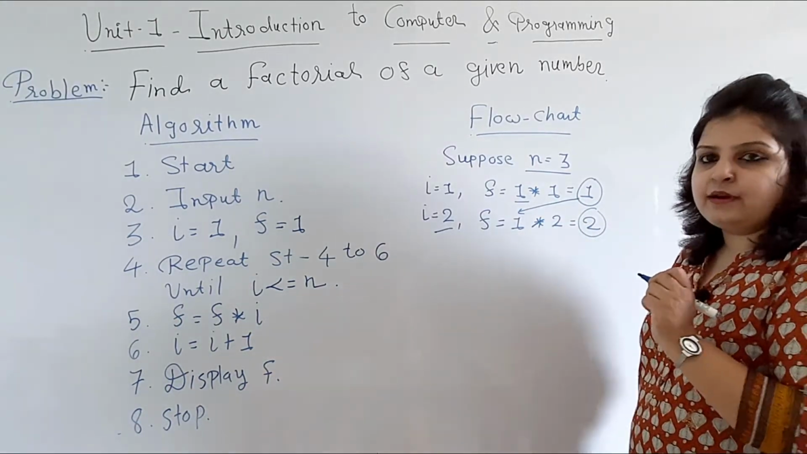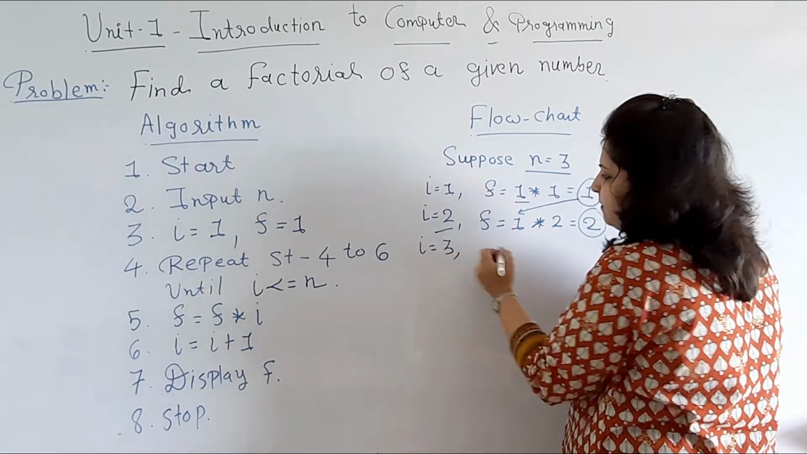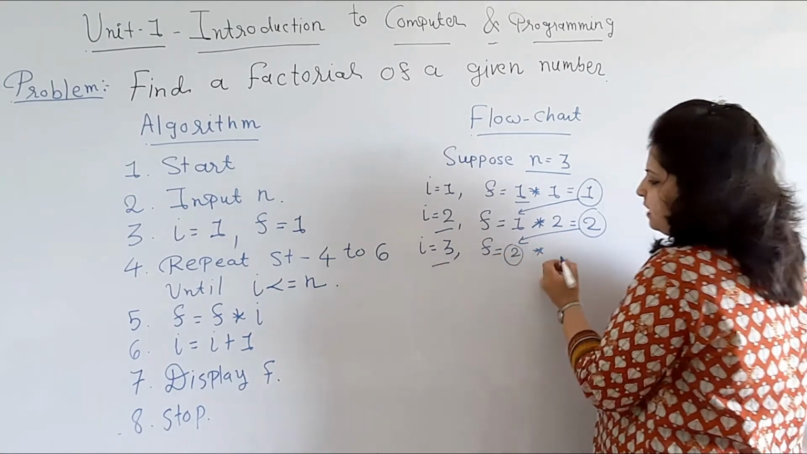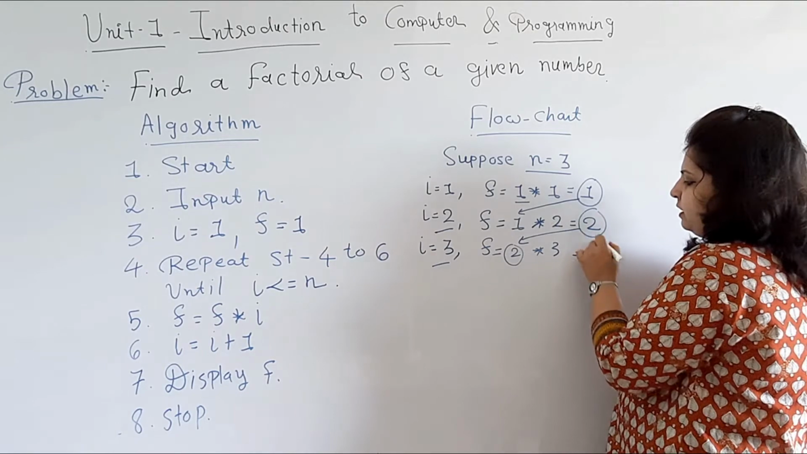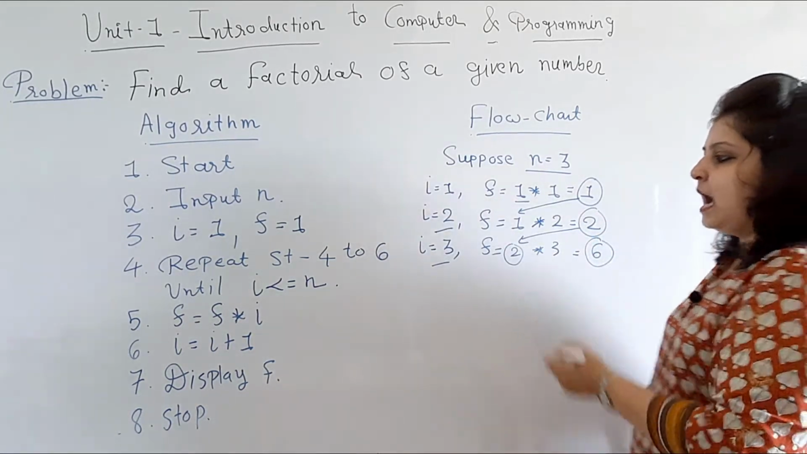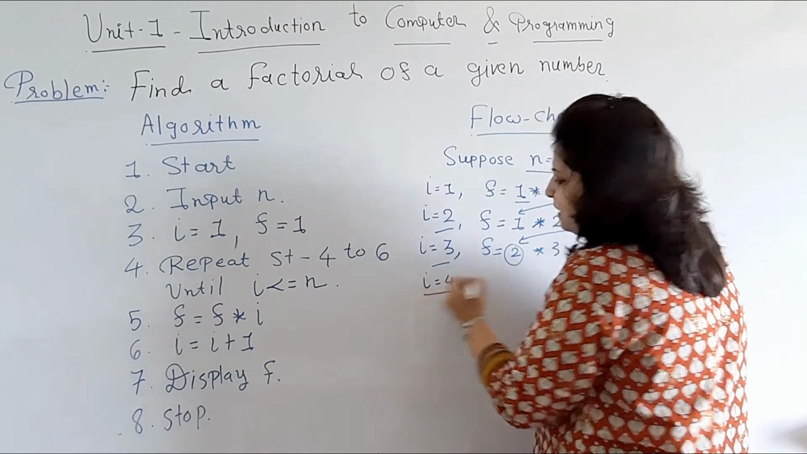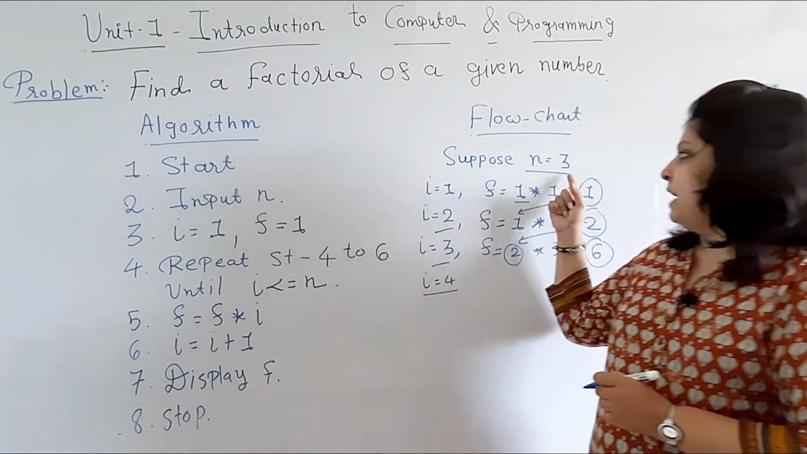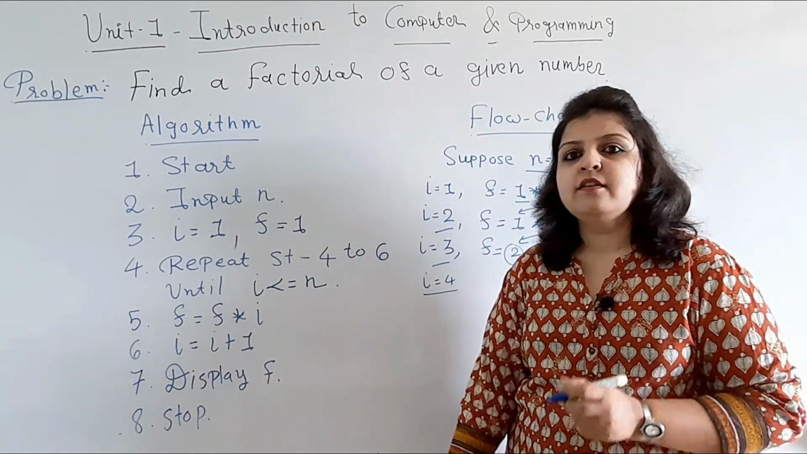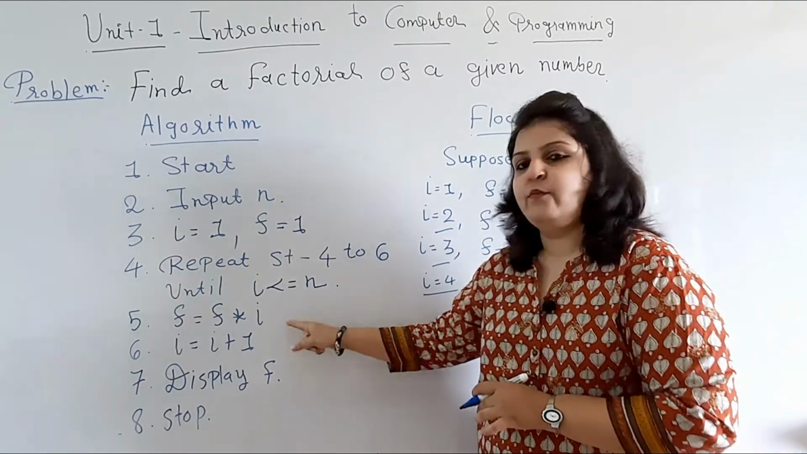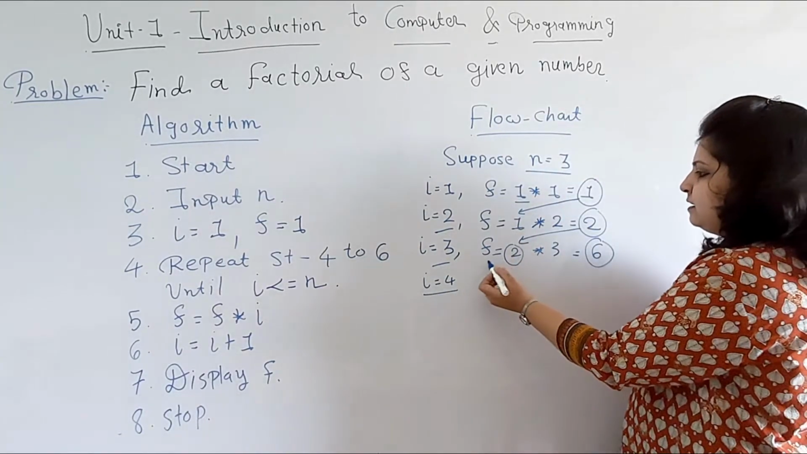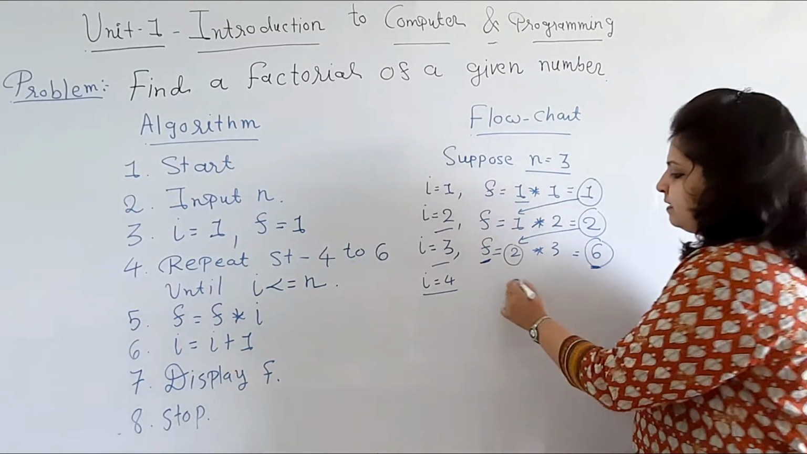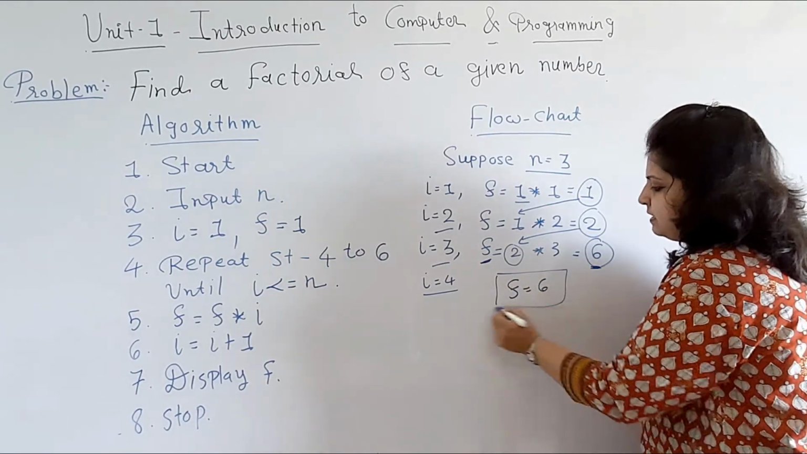Now again i is equal to i plus 1, so i becomes 3. Now f is equal to the previous f value 2 and our current i is 3. So 2 into 3 we get 6. Again i is equal to i plus 1, so i becomes 4. Now check the condition 4 less than or equal to 3, because our n value is 3. Now our condition is false, so these two statements will not execute. And see the value of f. The last updated value of f is 6, and displaying f means 6 will be displayed.